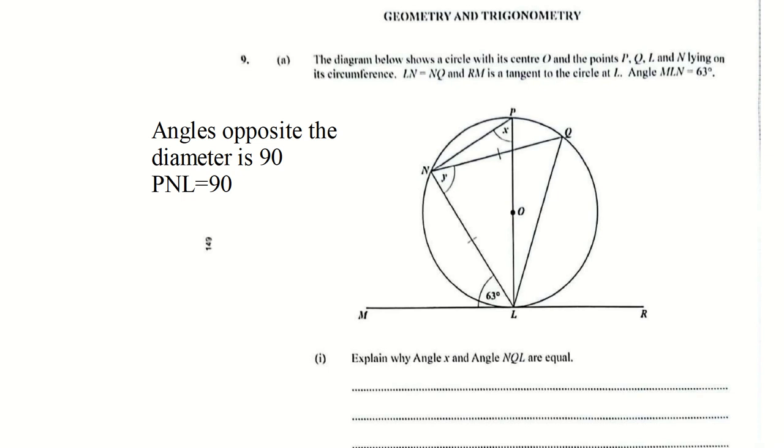They also told us that NQ and NL are equal. Hence, these two angles are equal because they would form an isosceles triangle. So, isosceles triangle, base angles are equal. Yeah?